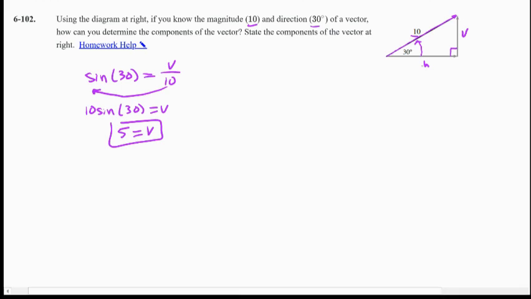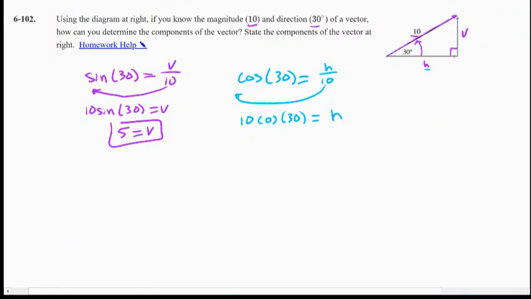The second one, if I'm looking for the horizontal component, same idea, except I'm going to use cosine, because I know cosine of an angle is equal to the adjacent side, which is the horizontal component, over the hypotenuse. Multiply 10 to the other side. 10 cosine of 30 is equal to my horizontal.